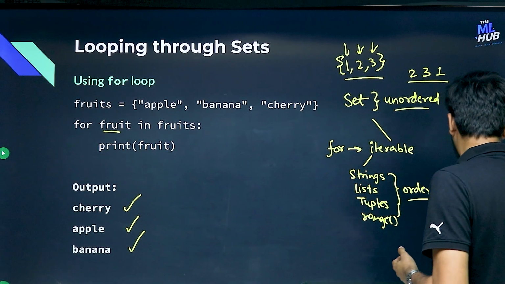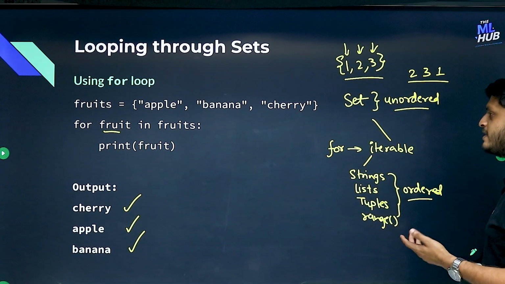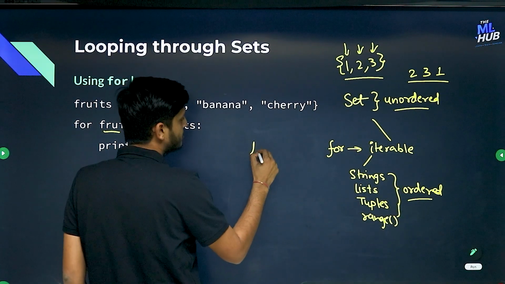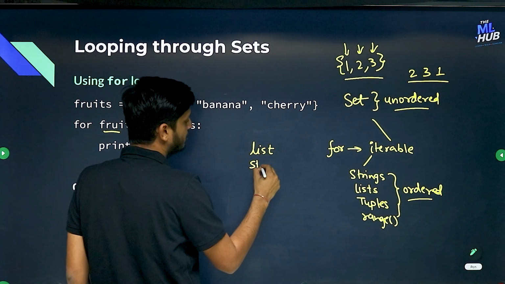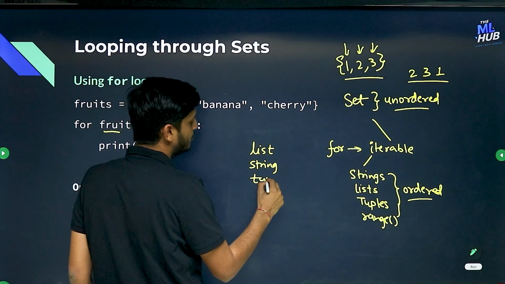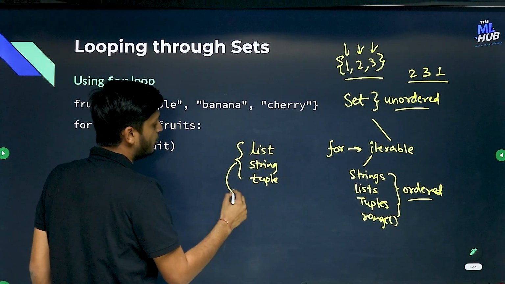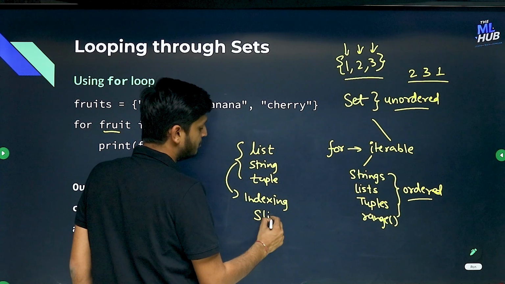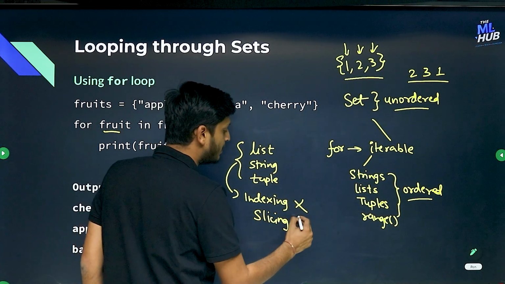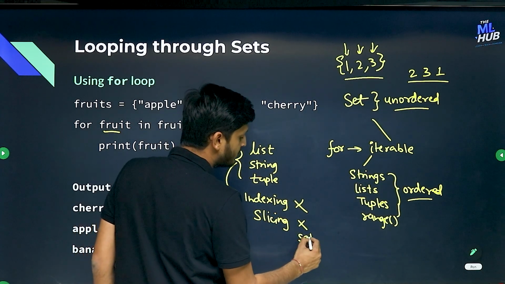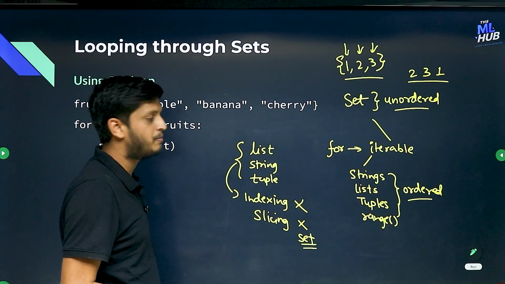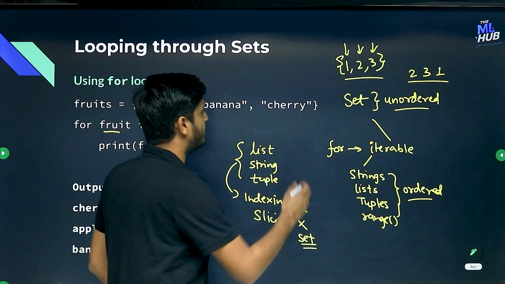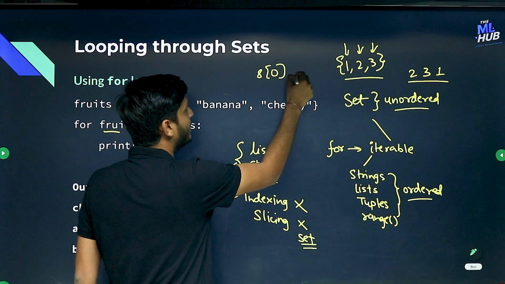Okay, and if you notice, in the string lecture, in the list lecture, and even in the tuple lecture, we saw some concepts. We saw the concept of indexing and we saw the concept of slicing. These concepts are not there for sets. These concepts don't even exist for sets because in a set there is no order, there is no indexing. You cannot access an element using its index. If you write S of 0, you will get an error.